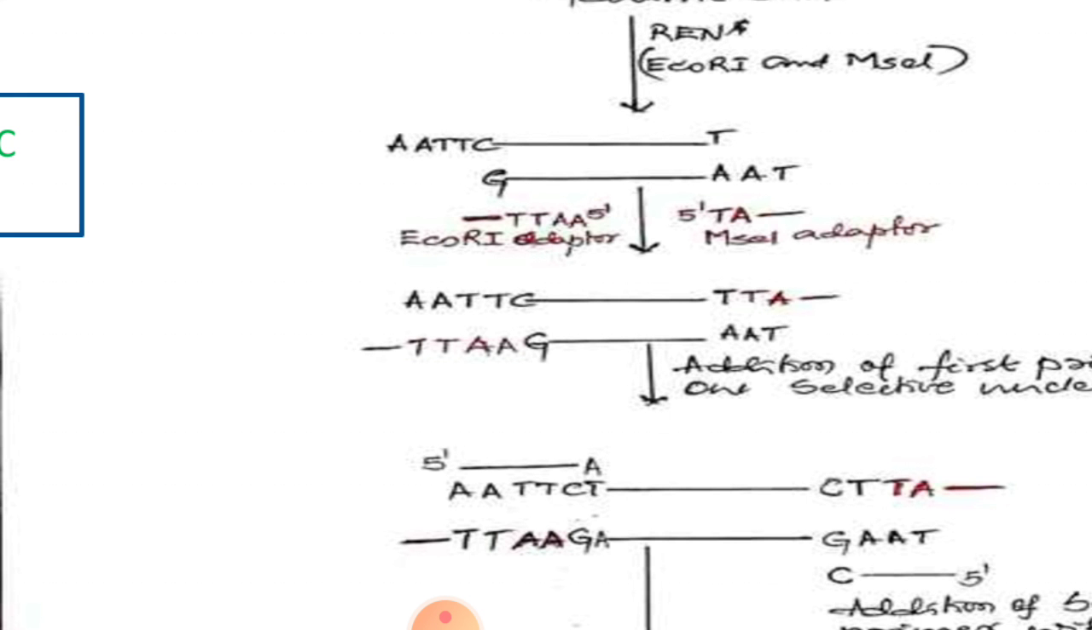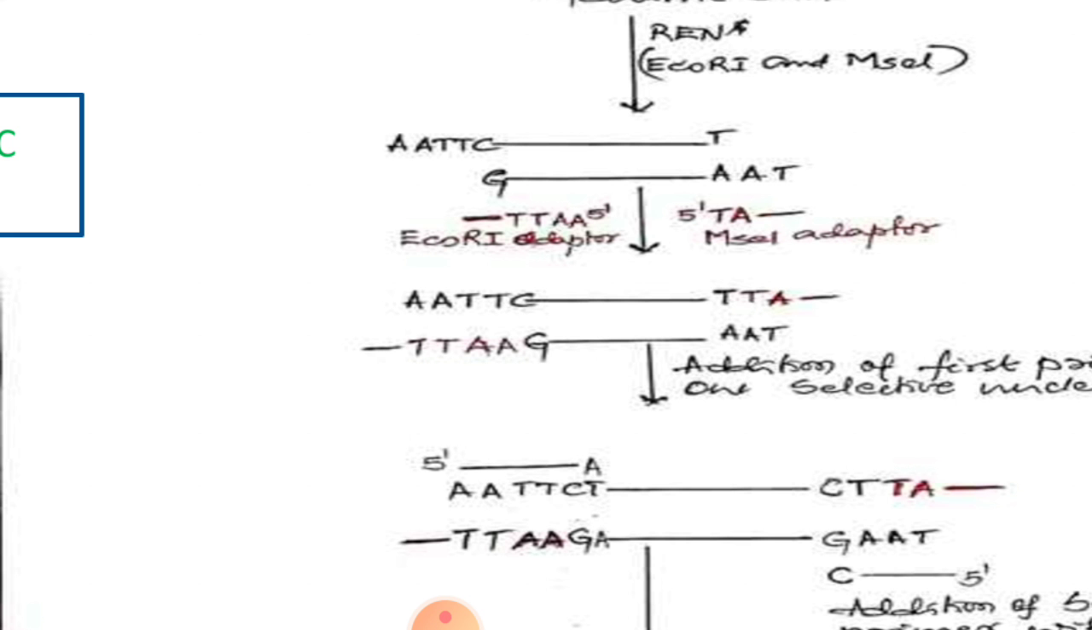Then, these common adapter sequences, flanking genome sequences, serve as primer binding sites on restriction fragments. Why do you add adapters? To serve as primer binding sites on the restriction fragments. You know, PCR can't be carried out without the primers binding to the DNA fragments, right?